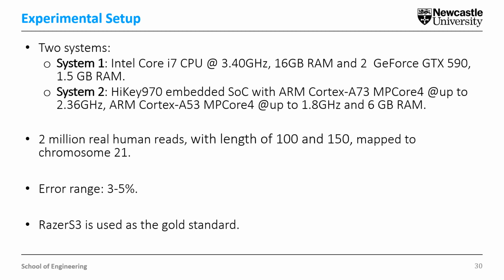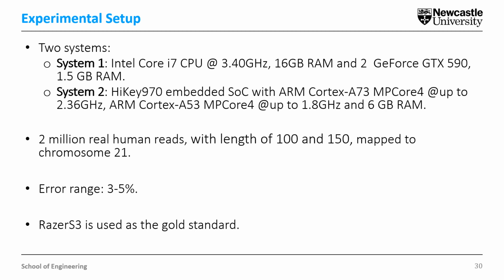We have considered two systems. One is an Intel Core i7 CPU workstation with 4 cores and 16 GB RAM. It also consists of 2 NVIDIA GPUs. System 2 is a HiKey 970 embedded SoC platform with 8-core ARM processors and 6 GB of RAM.